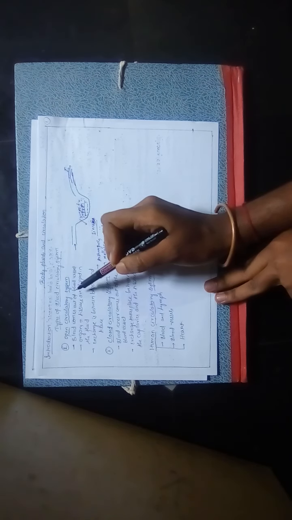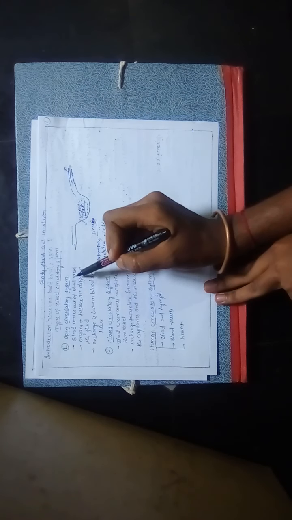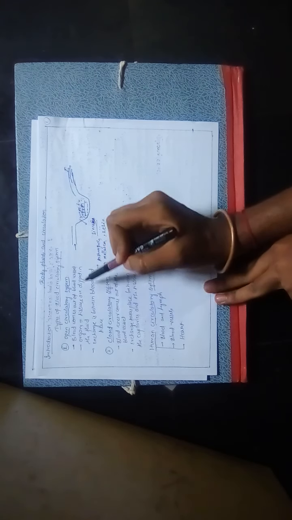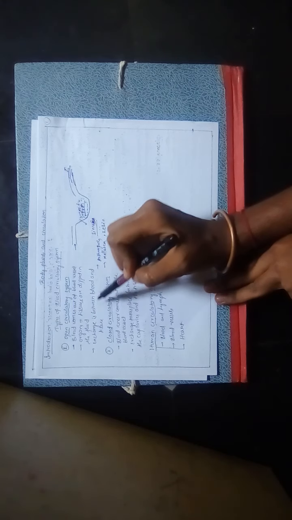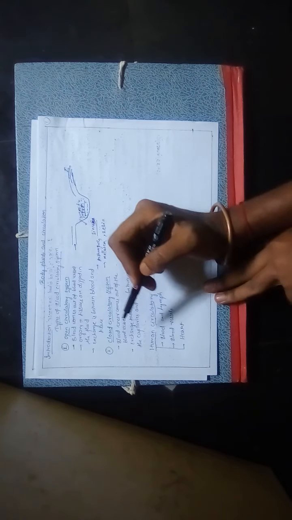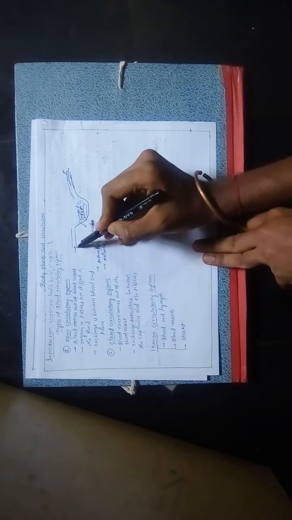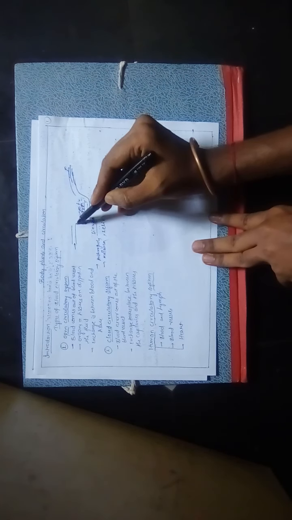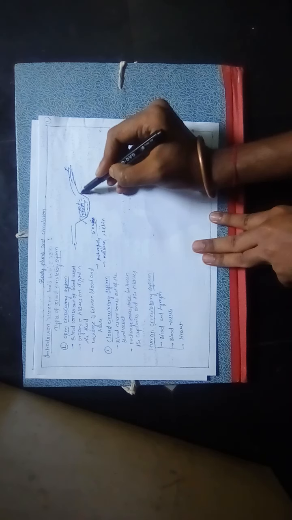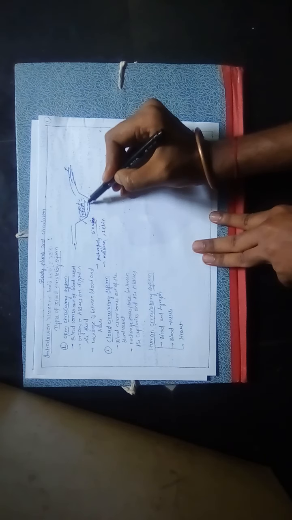In the open circulatory system, or open vascular system, blood comes out of the blood vessel. Organs and tissues are dipped in the fluid. Exchanges between blood and tissues take place. See here, this is the blood vessel that is carrying the blood, and the blood enters into an open space.